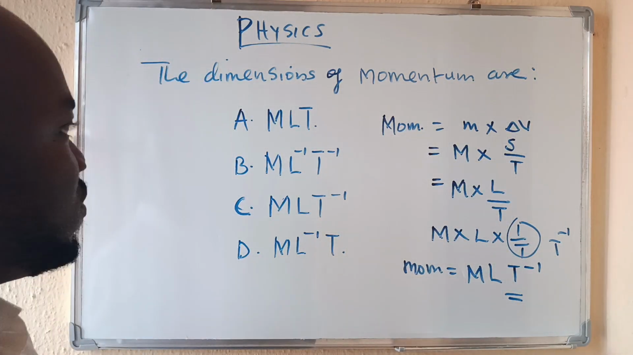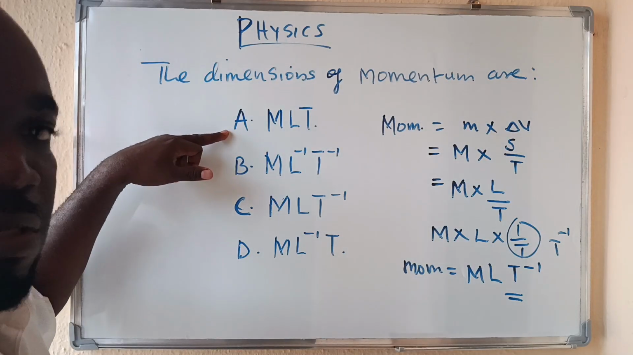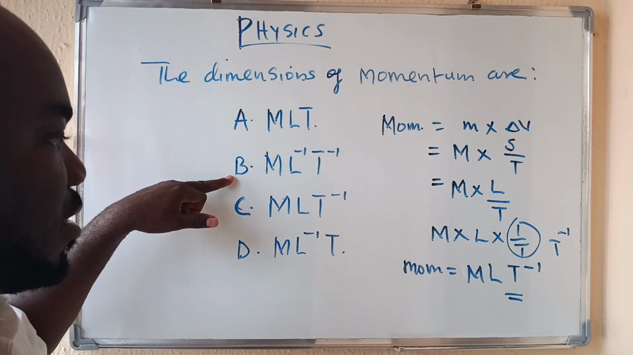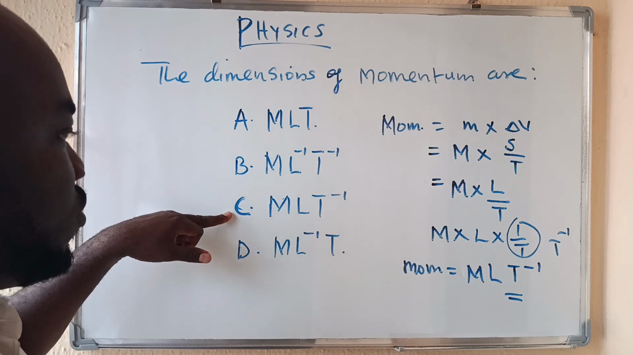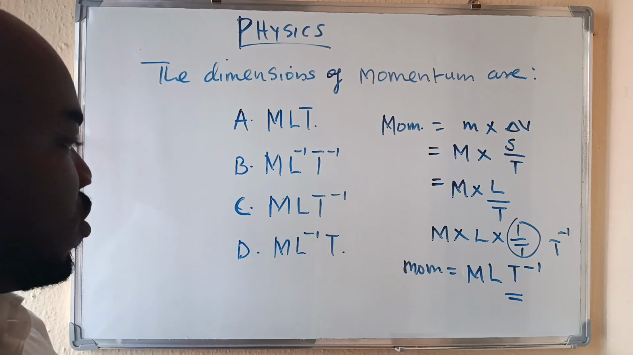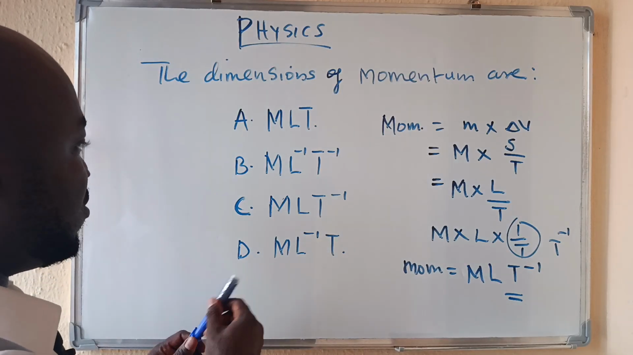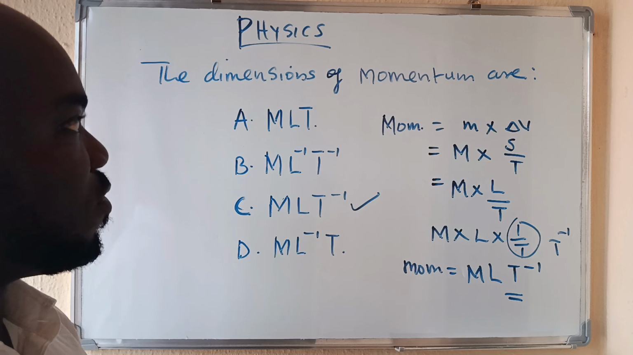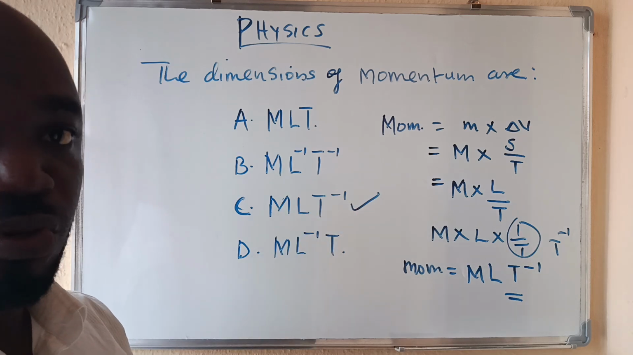So if you look at this closely, you see that the first option is not correct. The second option is not correct. The third option is correct: MLT to the power of minus 1. So this is the complete, correct definition of momentum when it comes to its dimension.